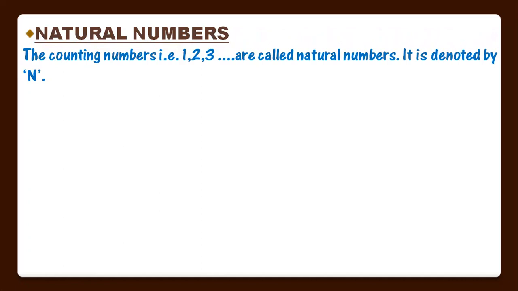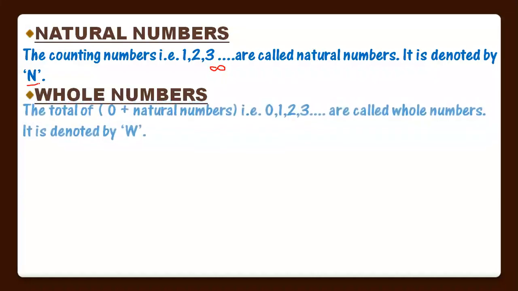Natural numbers. The counting numbers, that is 1, 2, 3 and so on till infinity, because numbers are never ending. This is the sign of infinity. They are called natural numbers. It is denoted by N. Counting numbers क्यों बोला गया? Because जब भी हम counting लिखते थे in the smaller classes, we start our counting from 1. And when we begin our counting from 1, they are called natural numbers.